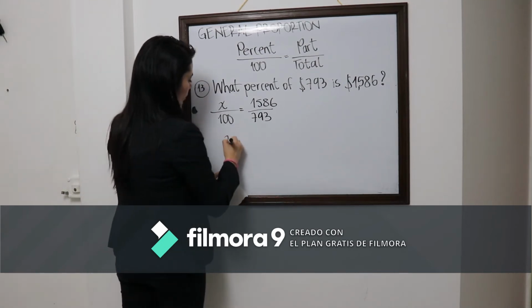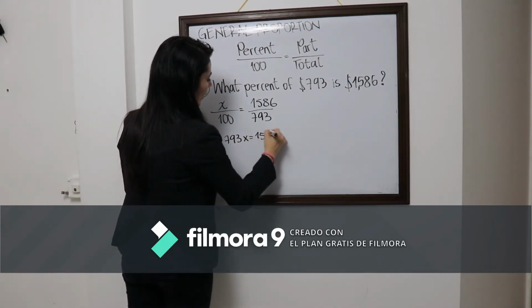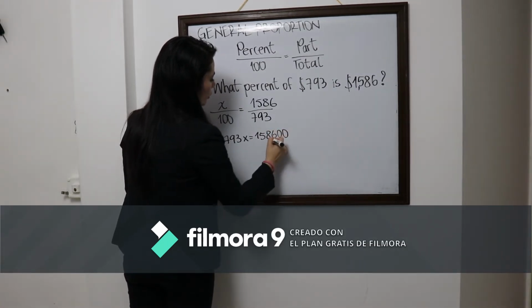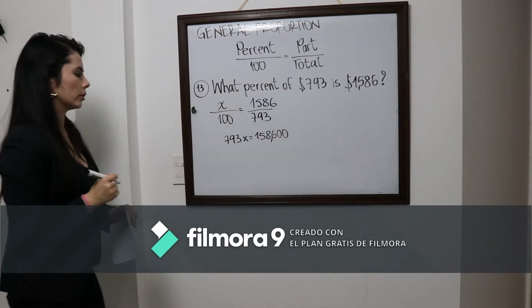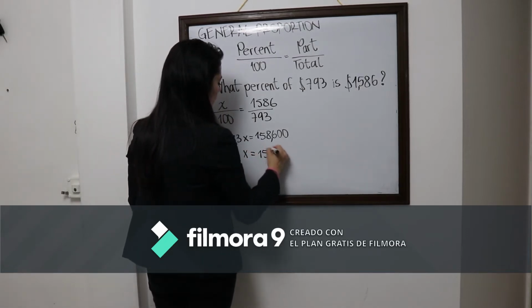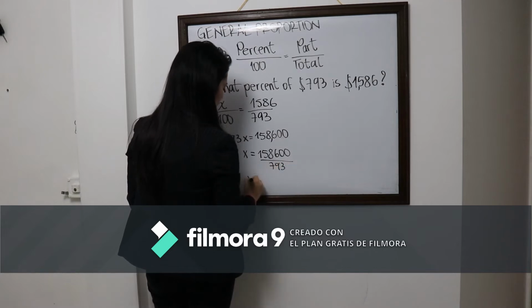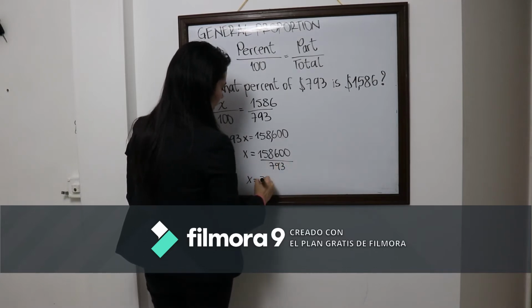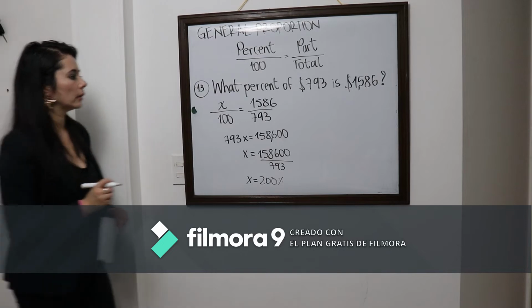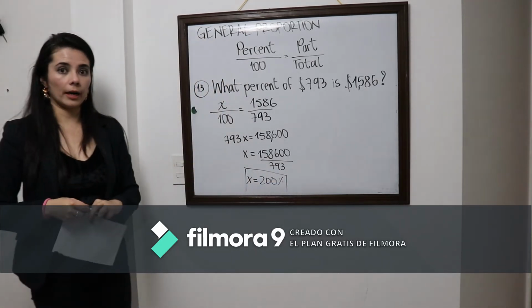And then we just work on the cross product. And here I multiply it by 100, which is just getting 2 zeros added to the total. And then I'm just going to divide into 793, which is gonna be 200%. It's actually double, okay? So we know that's gonna be it, all right?